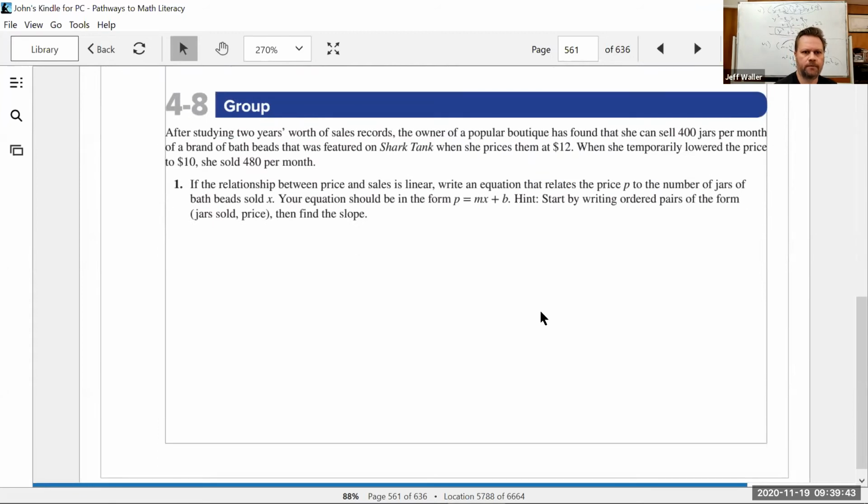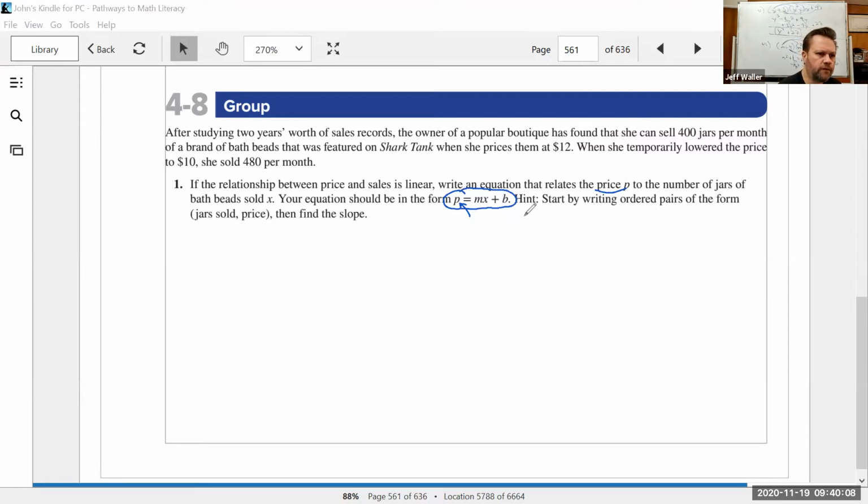So we're going to start to bring things together from earlier sections. So this should sound very familiar. We've done this before. Good old equation of a line. We did just use P here because we're talking about the price, instead of y.